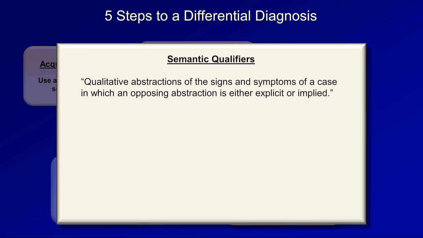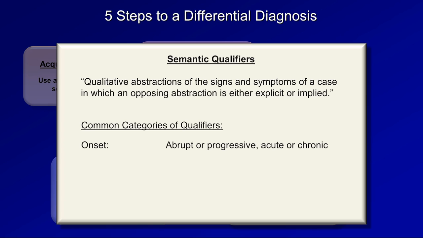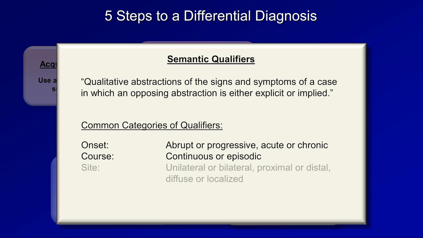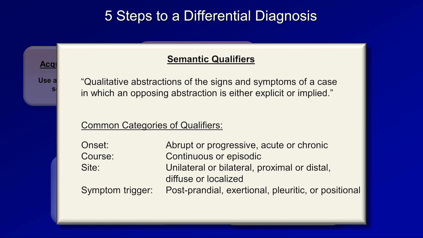Semantic qualifiers are qualitative abstractions of the symptom of a case in which an opposing abstraction is either explicit or implied. They help to reframe a patient's symptom into terms more familiar to the clinician and easier to communicate to others. Common categories of qualifiers include the onset of symptom. For example, was it abrupt or progressive, and acute or chronic? Has the course of the symptom been continuous or episodic? Is the site unilateral or bilateral, proximal or distal, diffuse or localized? What is the symptom trigger, postprandial or exertional, or pleuritic or positional? And is the symptom associated with pain or is it painless?